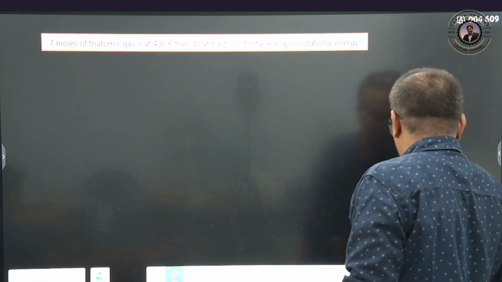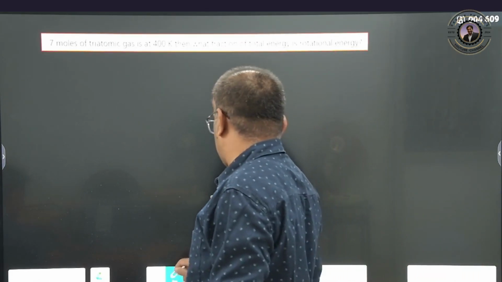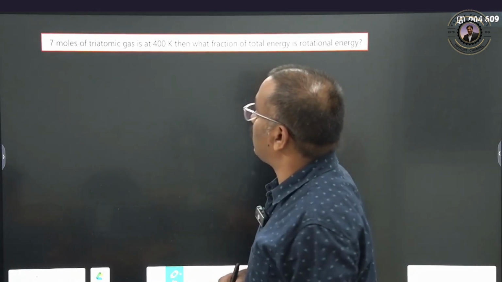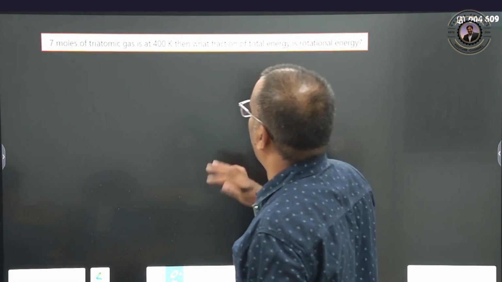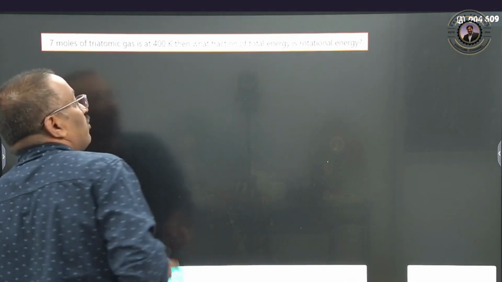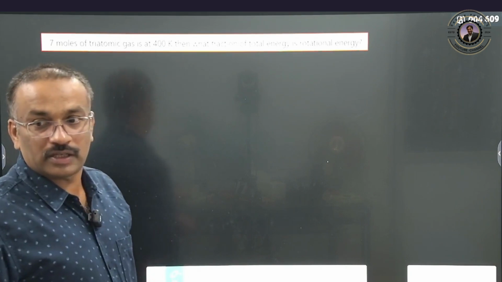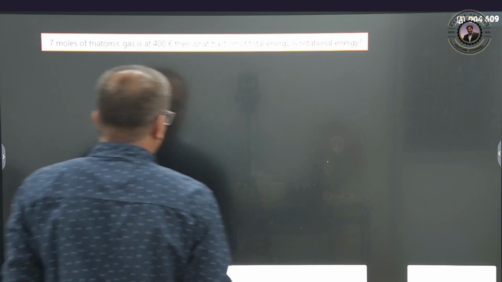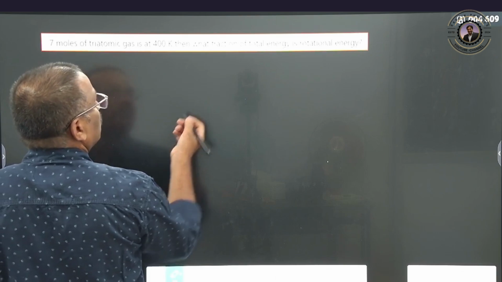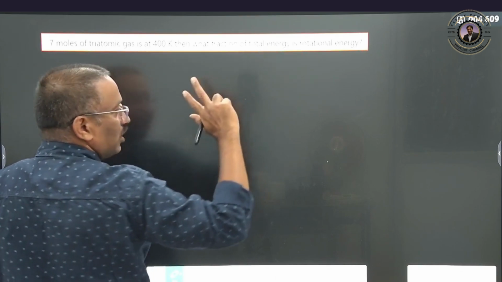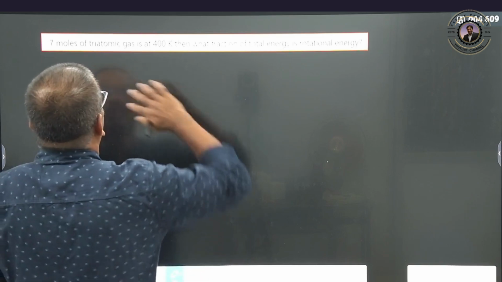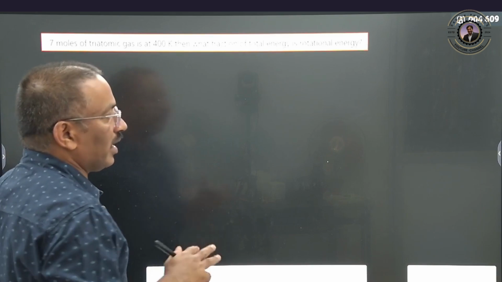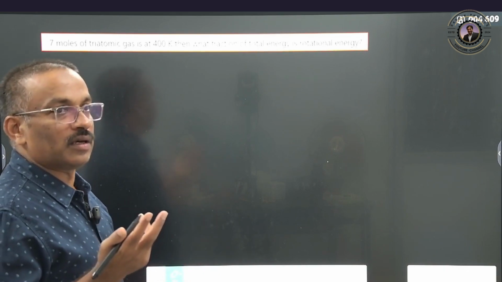One more question. So what is given now? 7 moles of triatomic gas at 400 Kelvin. What is the fraction of total energy that is rotational energy? So what is the fraction of total energy that is rotational energy, right? So here, total rotational energy, there will be 2 rotational. Triatomic, it did not specify whether it is linear or non-linear, so we will take 2 rotational and 3 translational.